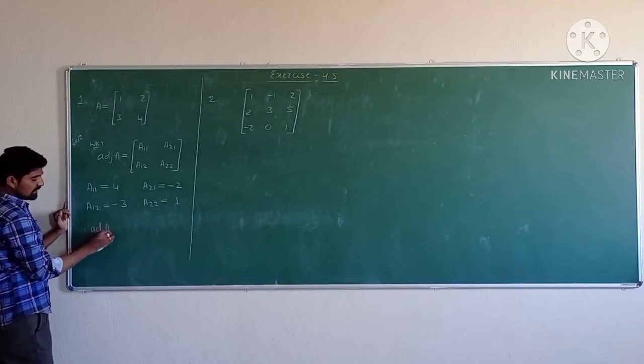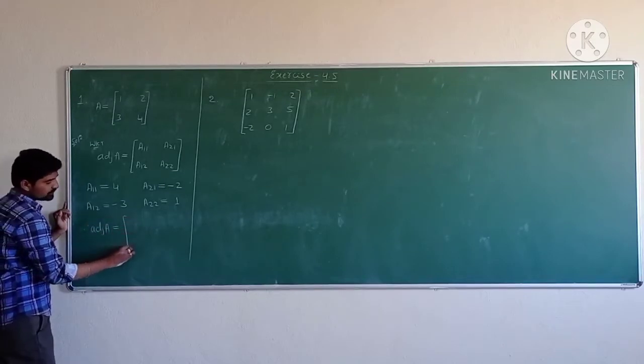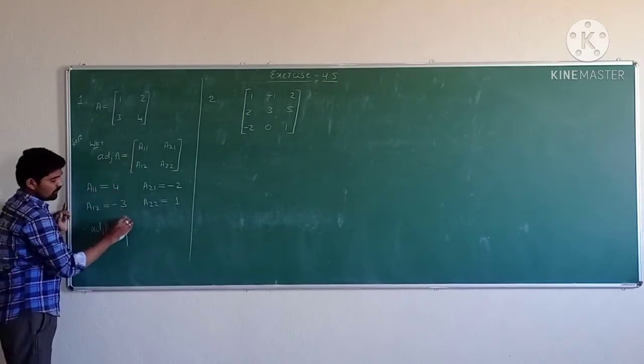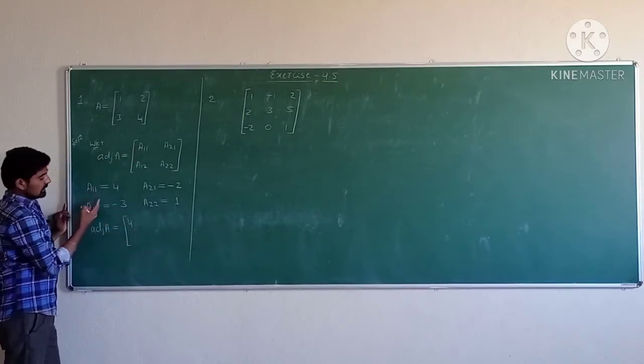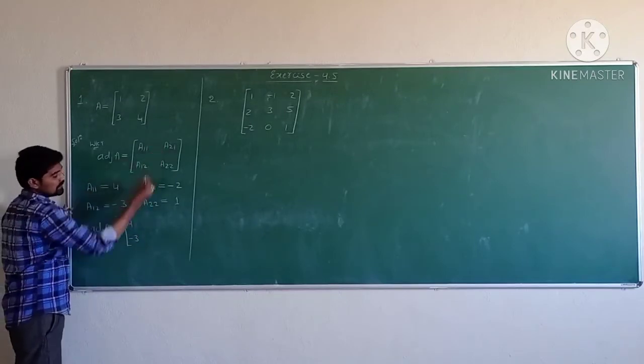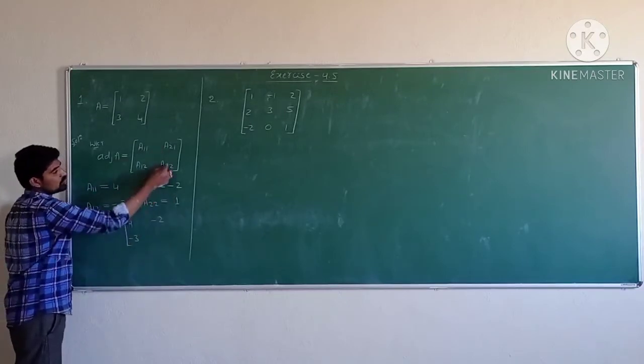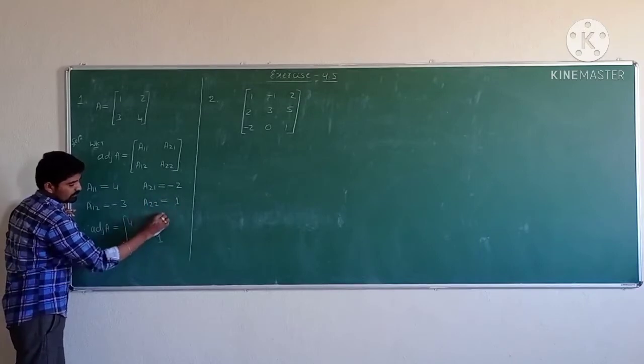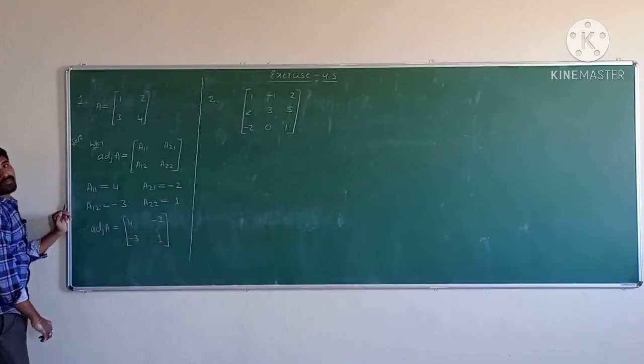So therefore adjoint of the matrix A is equal to A11 is 4, A12 is minus 3, A21 is minus 2, and A22 is 1. I hope all of you understood.